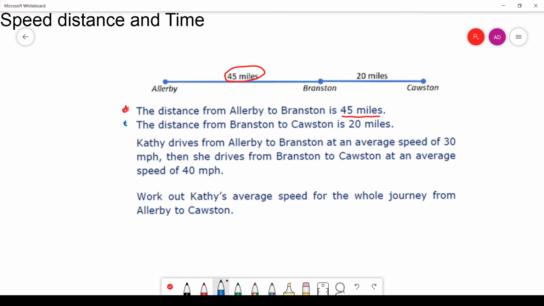The distance from Branston to Corston is 20 miles, already mentioned in the diagram. Kathy drives from Allaby to Branston at an average speed of 30 miles per hour. So from Allaby to Branston, 30 miles per hour. Then she drives from Branston to Corston at an average speed of 40 miles per hour. So from Branston to Corston, 40 miles per hour.